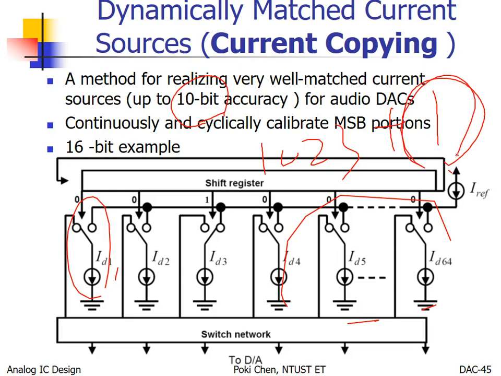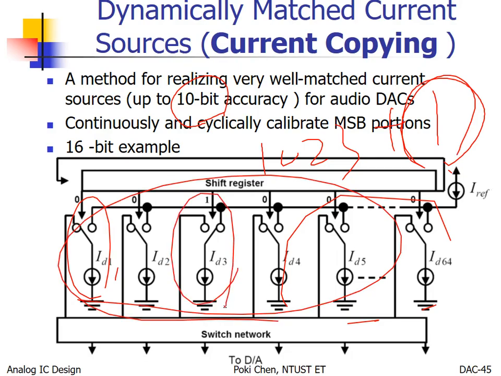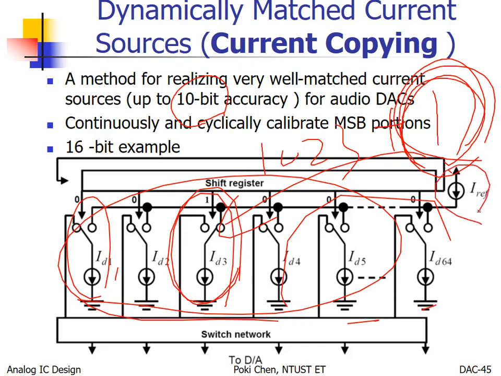For what? Because for the main unit current sources, at least one will be calibrated. So the dummy one needs to take the position to replace the calibrated one. And also, the dummy current source still needs to be calibrated by iReference. So totally, all of them need to be calibrated by iReference continuously. And it will slow down the operation. It means the calibration needs to be done in the background.